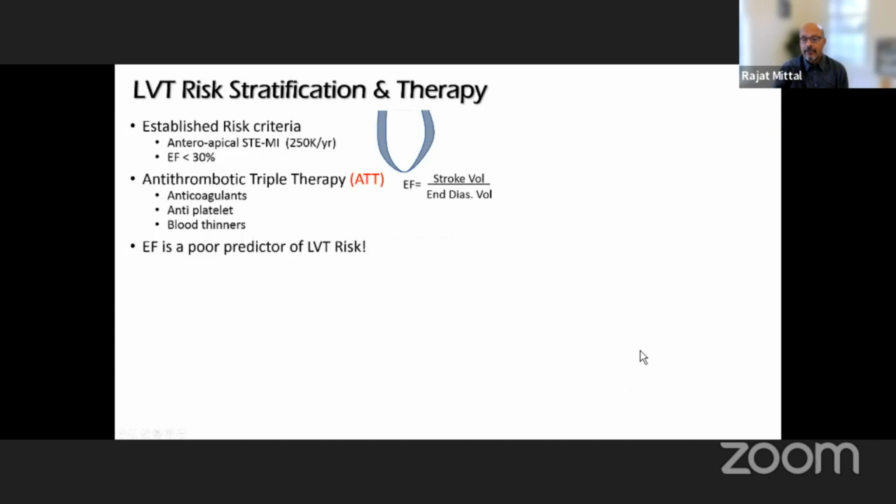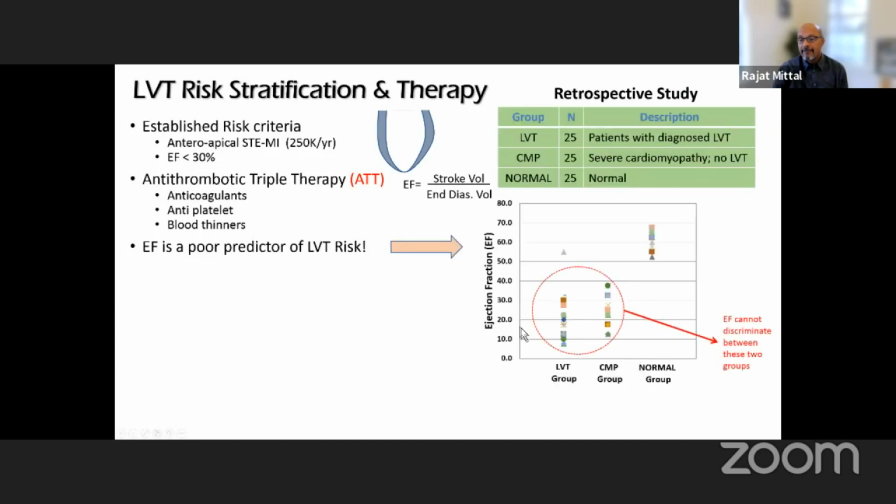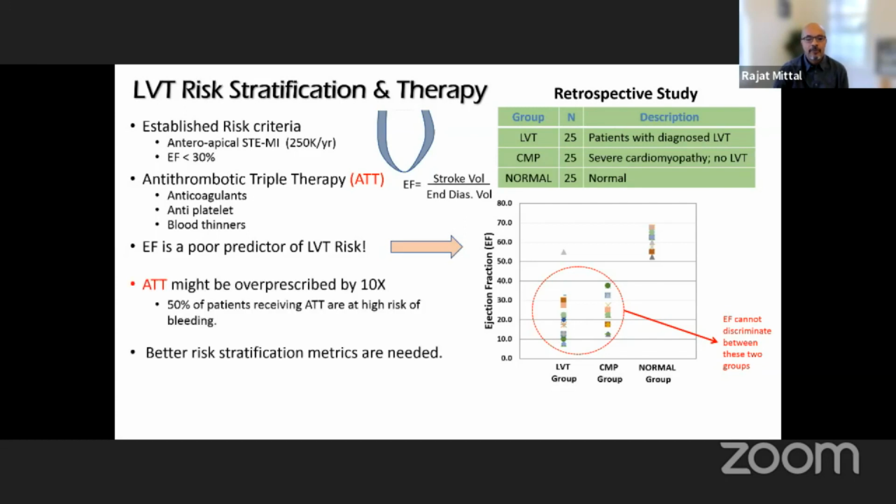So basically what we are showing here is that if we just use ejection fraction as a way to stratify risk, then all of these patients would be considered high risk of thrombus formation, except that only half of them form the left ventricular thrombosis. So this is a very good proof that ejection fraction, by itself, cannot discriminate between these two groups.